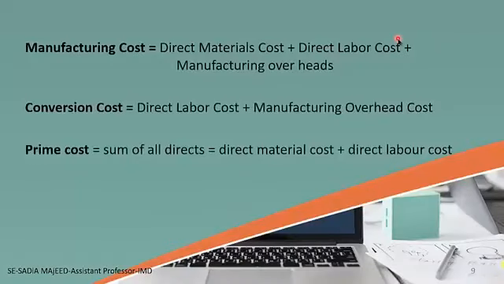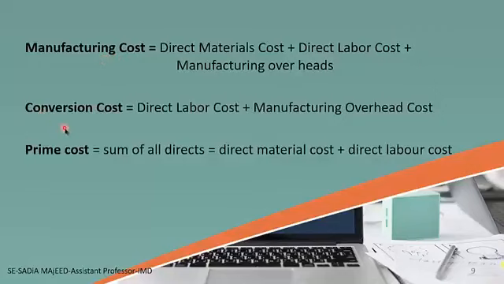If we combine all the types we have discussed so far, we can get these three important formulas which we use in our calculation and estimation. The first and important thing is the manufacturing cost, which we always require to calculate. Manufacturing cost is equal to the direct material cost, which we have already discussed, direct labor cost, which we have already discussed, and manufacturing overheads. The sum of these three will become the manufacturing cost.